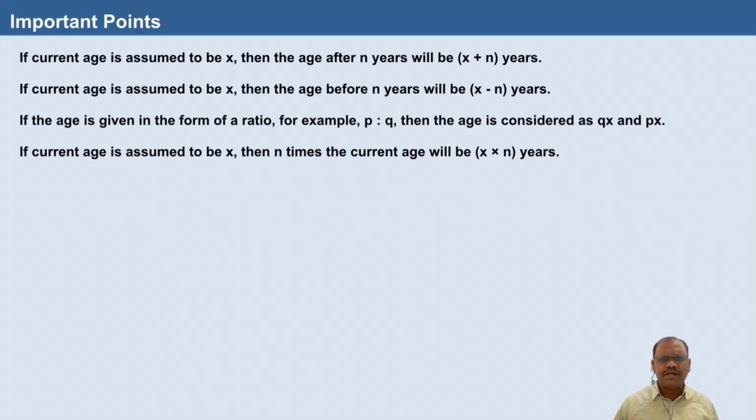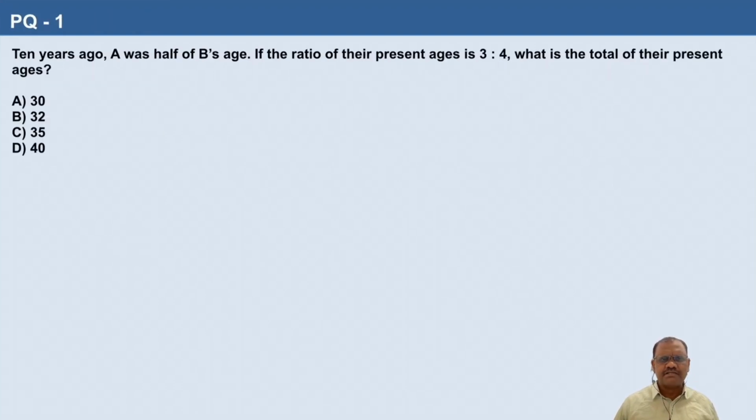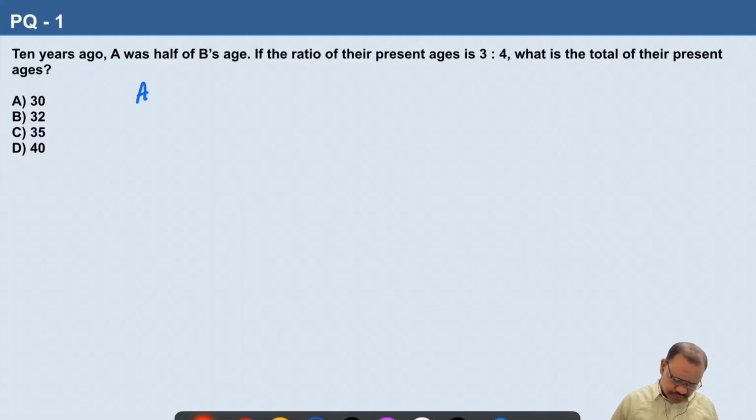Now let us solve some practice problems. Practice question 1. 10 years ago, A was half of B's age. If the ratio of their present ages is 3:4, what is the total of their present ages? So ratio of present ages is 3:4. So A is to B is equal to 3:4. So we can assume A as 3x and B as 4x.